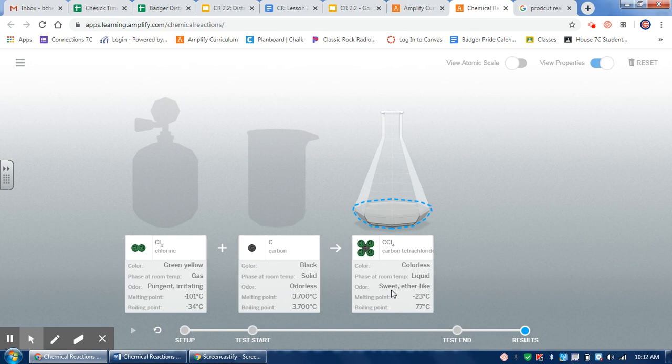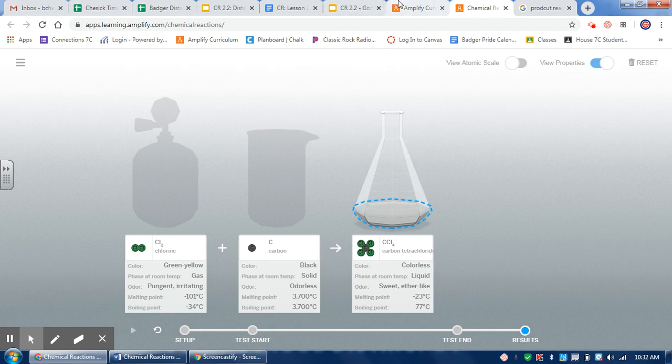Like carbon tetrachloride is sweet. It says it's ether like, and we started with carbon that's odorless, and we started with chlorine that's irritating and pungent. That means that it smells really awful. So almost all of the properties are different in our product than our reactants. And when you look at the arrangement of the atoms, they're much different. We don't have a carbon just by itself anymore after the chemical reaction takes place. Now we have an arrangement of one carbon with four chlorine atoms connected to it.